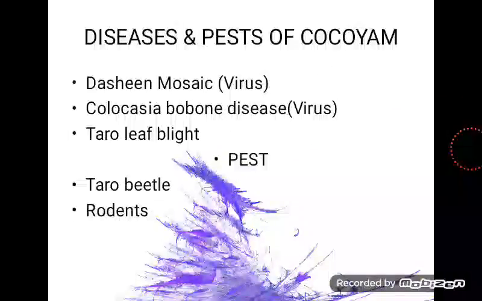Now, what are the diseases and pests of cocoyam? We have the dasheen mosaic virus, the Colocasia bobone disease, which is also caused by a virus. Then we have the taro blight. Like I said, it is very important you read more on this. Most of these cocoyam topics are something you just read on. I'm not so sure the questions on them will be elaborate, sincerely. You might be asked to compare cocoyam with ginger. Remember that ginger is a rhizome while this is a corm, and you can make comparisons.